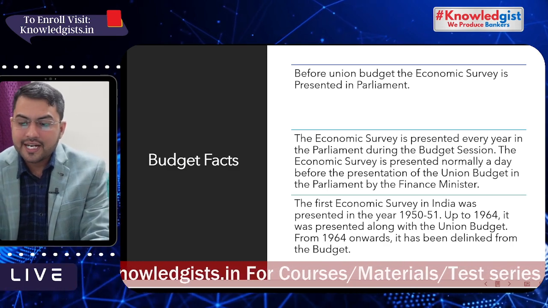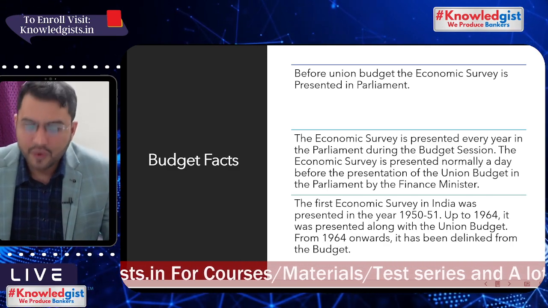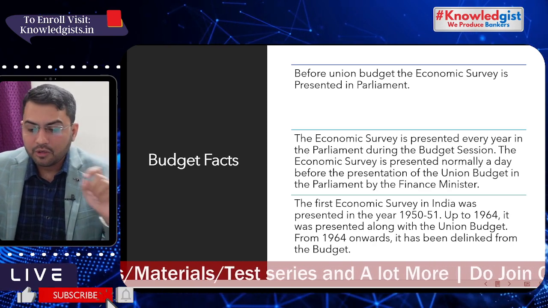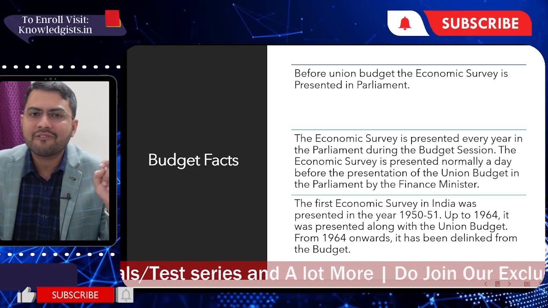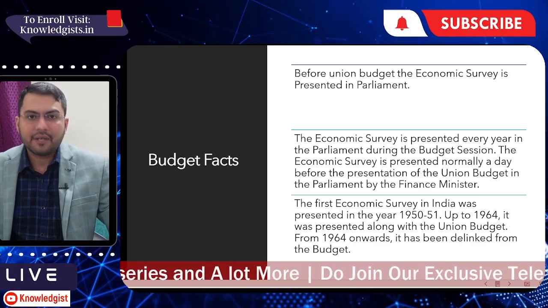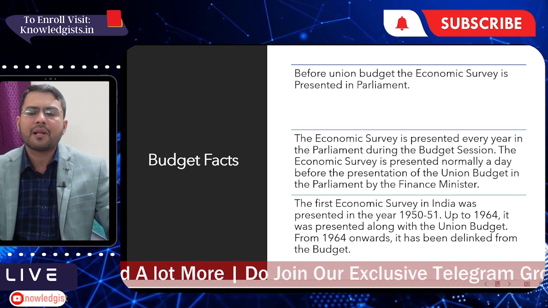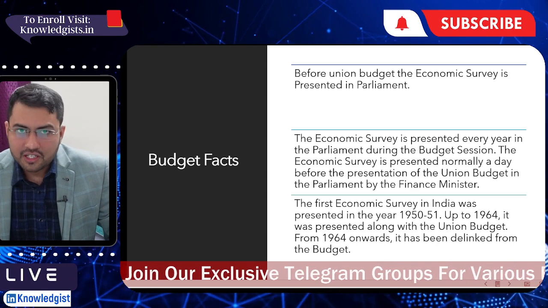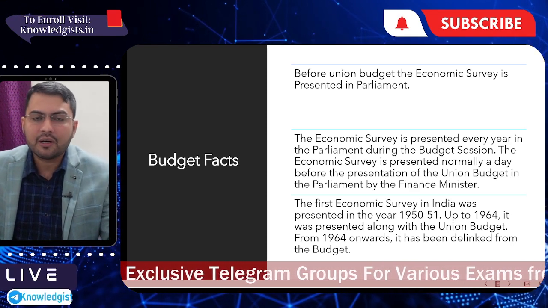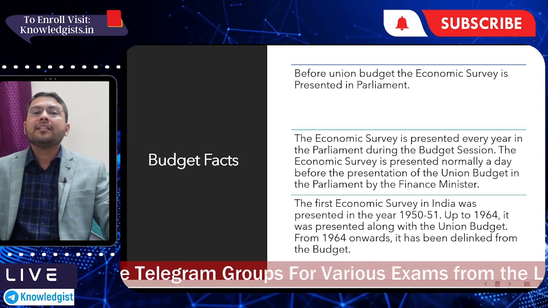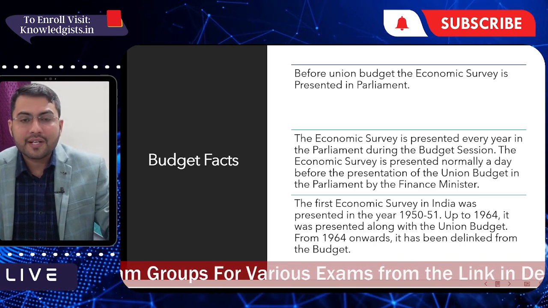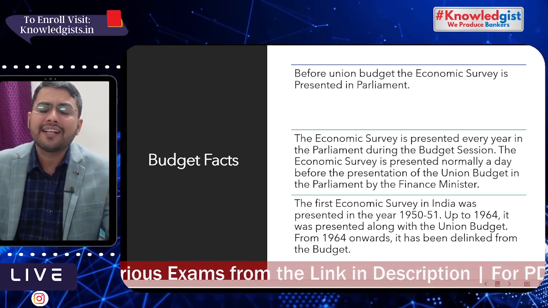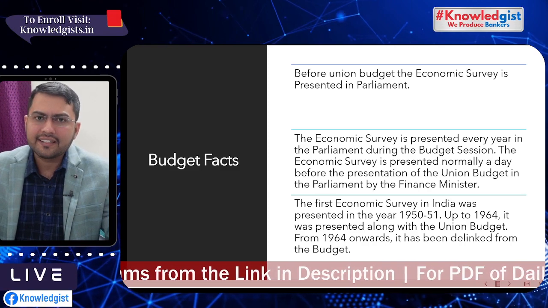And before the Union budget, the economic survey is presented in the Parliament. So what is the economic survey? It is presented one day before the budget, that means 31st January of every year, because now the budget is being presented on 1st of February. Okay, but it was not like this forever. Since the adoption of our constitution in 1950, the economic survey was presented along with the Union budget, but it got decoupled or delinked from the Union budget in 1964.